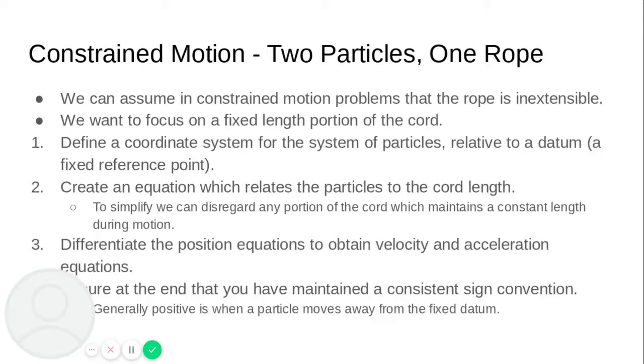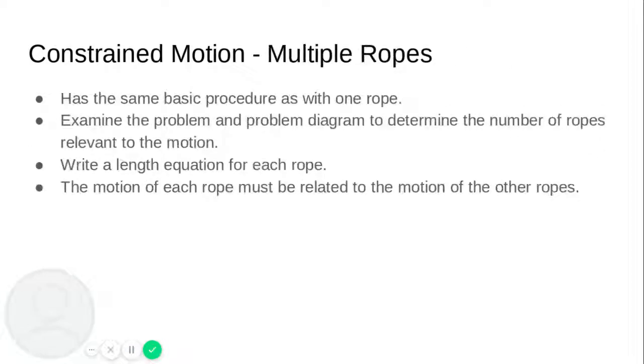Then we want to differentiate the position equations to obtain velocity and acceleration equations. This is only if you're asked for it, of course. Finally, we want to make sure at the end that we've maintained a consistent sign convention. Just as a general convention, positive is where a particle moves away from the fixed datum.